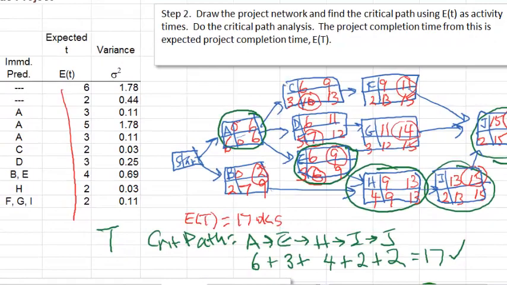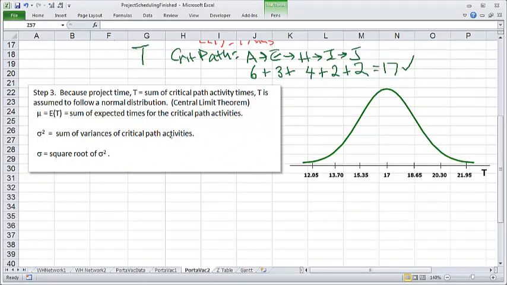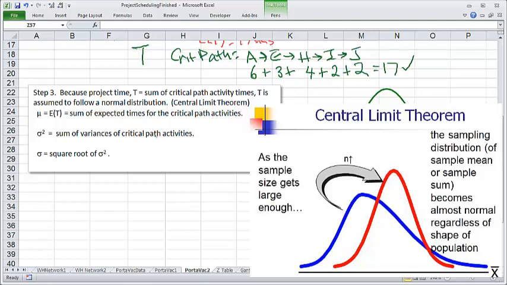It has something to do with the central limit theorem, which says that even if the individual random variables, like the activity times, do not have normal distribution, if you average them or sum them, then the result tends to follow approximately normal distribution. Okay, so that means we could use what we know about normal distributions to do our calculation, like the probability that the project will be done by a certain time.